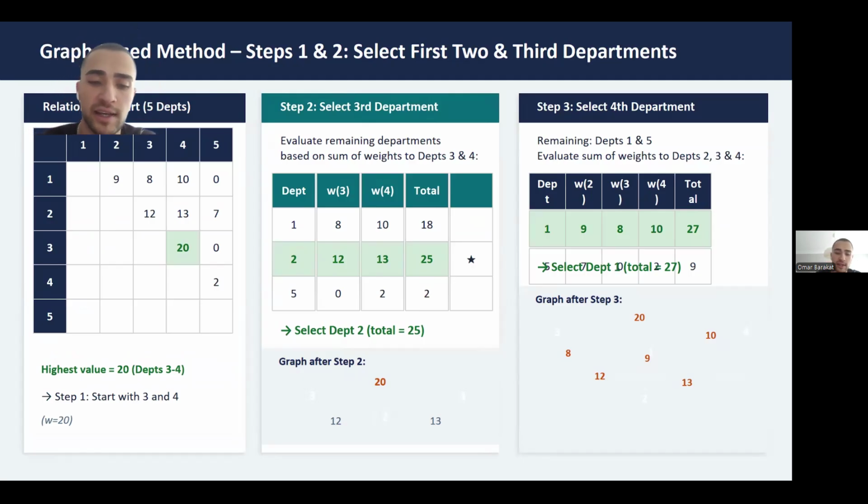Now, for the second step, select the third department. For each remaining department, sum its weights to the already placed departments 3 and 4. Now, we select department 2. Department 2 scores 25, the highest. It is added to the graph, connected to both 3 and 4. The graph now forms a triangle, 3, 4, 2, with the weights 20, 13, and 12.